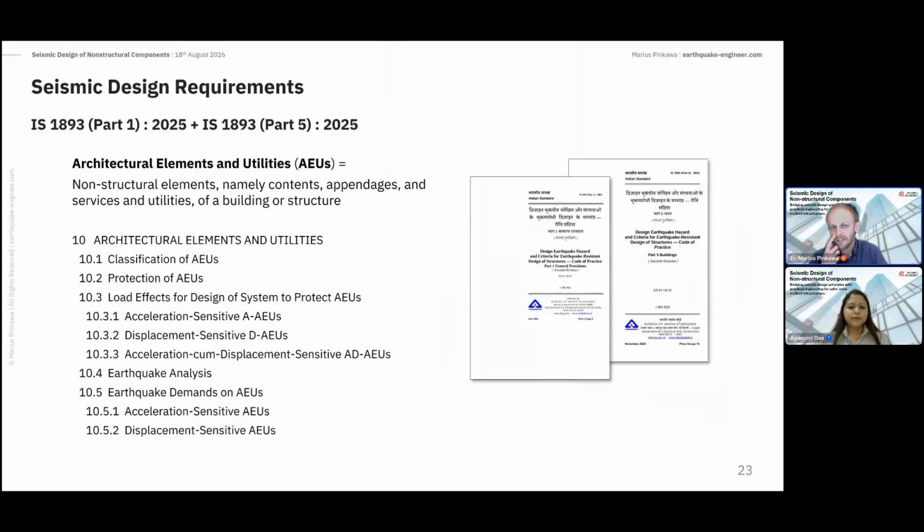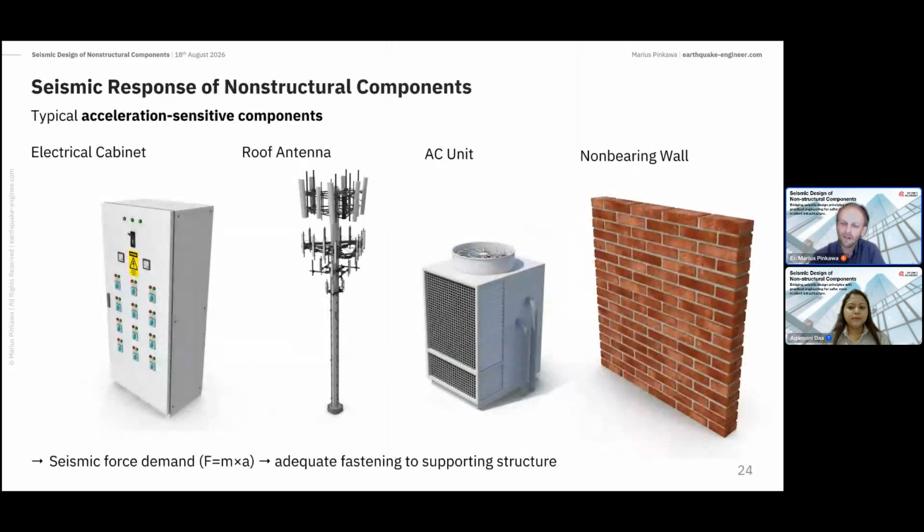Acceleration-sensitive components are rather compact units, so they don't have many anchorage points. And if these anchorage points are a single point of attachment or closely spaced, they tend to topple over or slide. So we need to determine the seismic force demand, and then we need to provide an adequate fastening to the supporting structure, so an adequate anchorage.